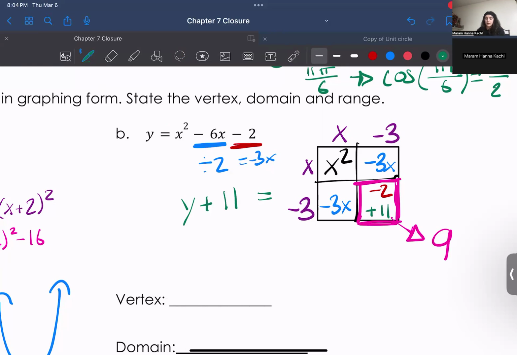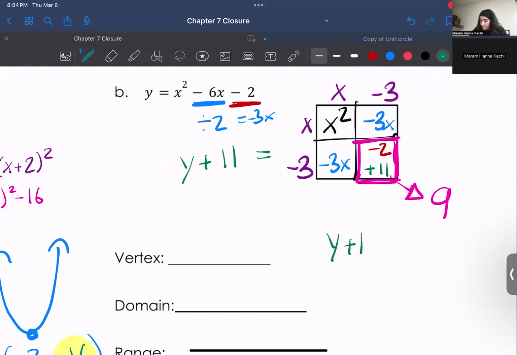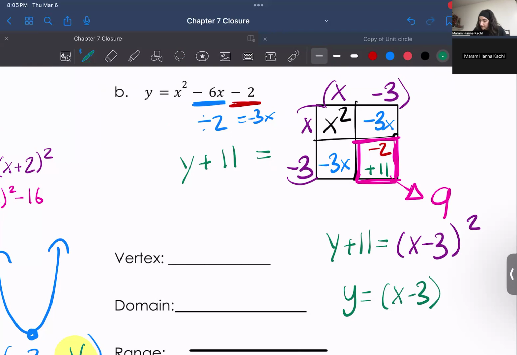Now, when I start to go rewriting it into standard form, I have y plus 11 on the left. And like I said, don't even waste your time trying to rewrite this into standard form, because you're going to come up with the factors anyways. So I only really care about the outsides here, and that's x minus 3, or x minus 3 squared. Last step for graphing form is subtract that 11 to the other side. So I have x minus 3 squared minus 11.